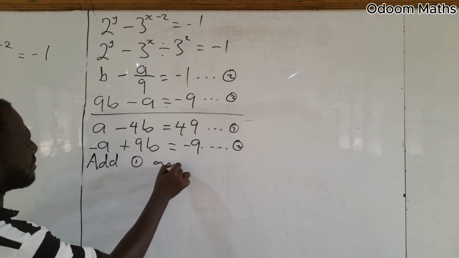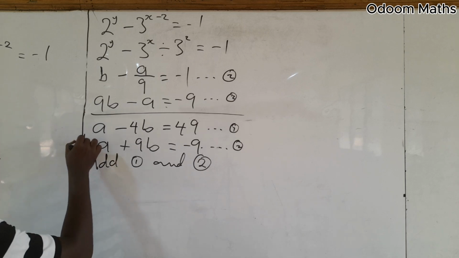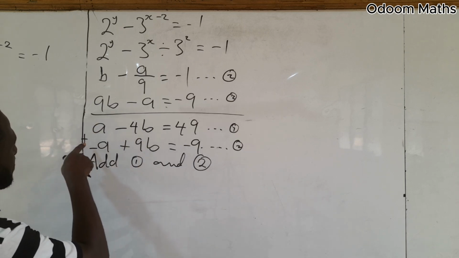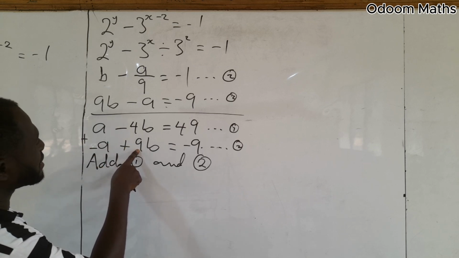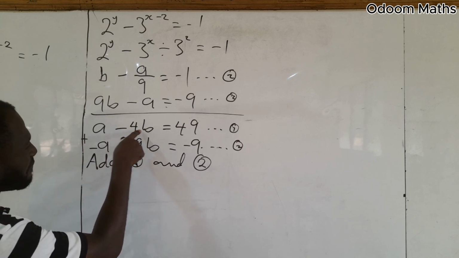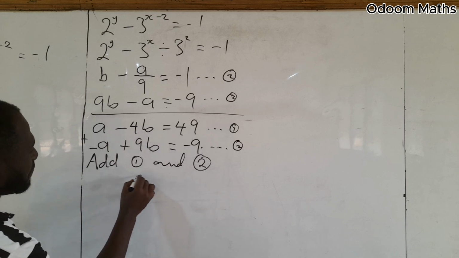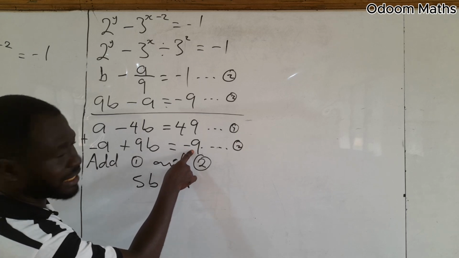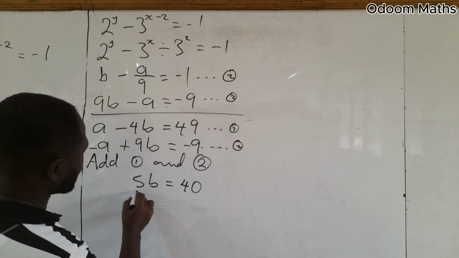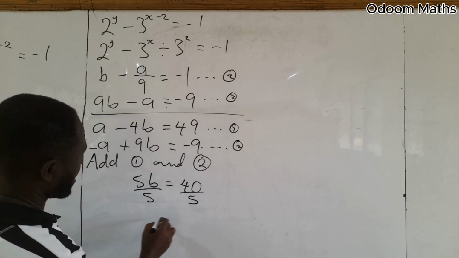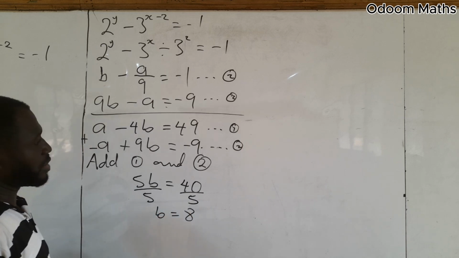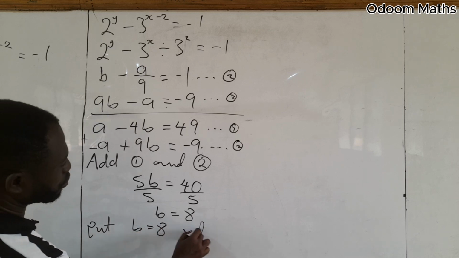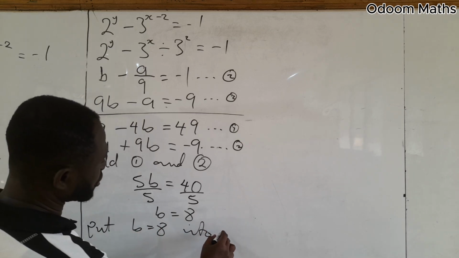equations 1 and 2. So a plus negative a is 0. Then negative 4b plus 9b is the same as 9 minus 4, which is going to be 5b. Then 49 plus negative 9 is the same as 40. So I'll just divide through by 5, and then my b becomes 8.